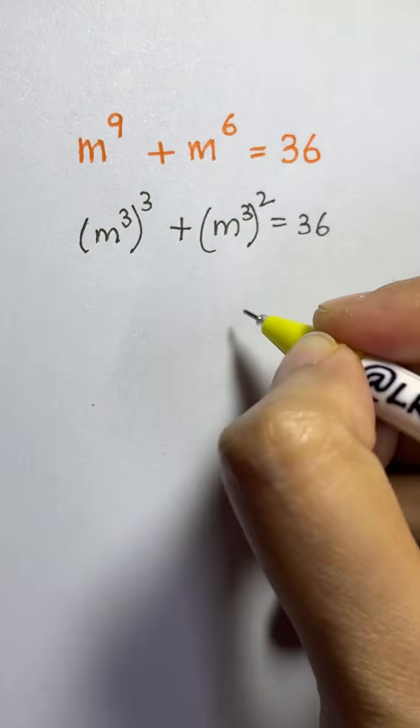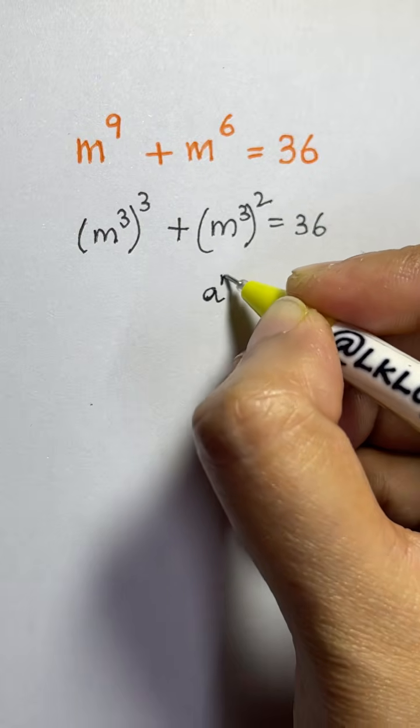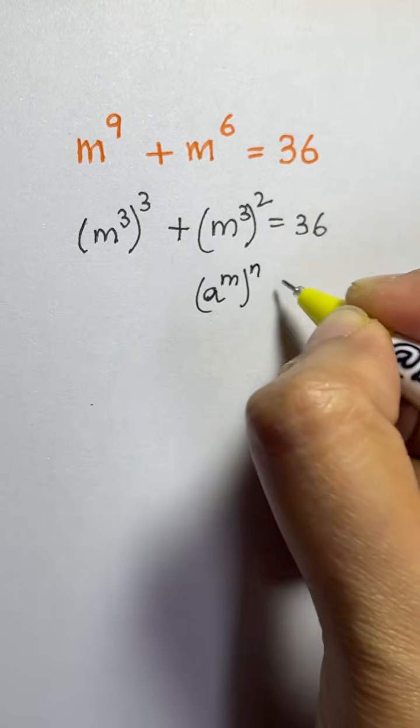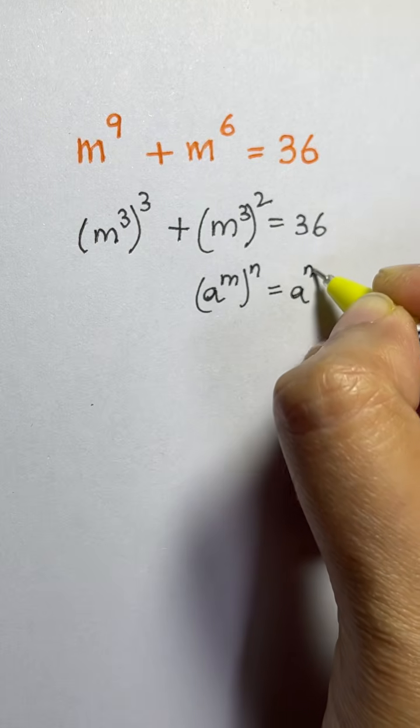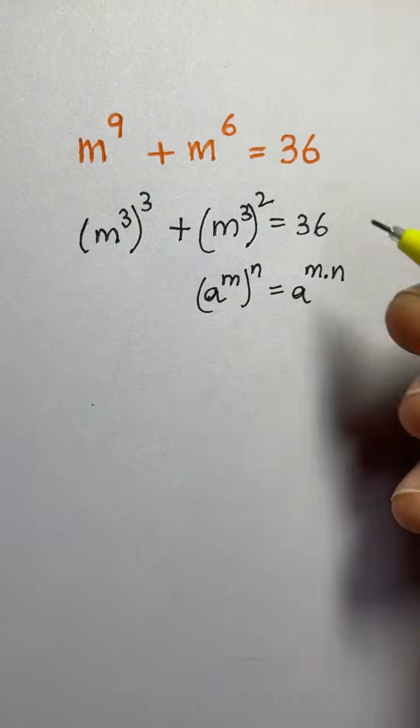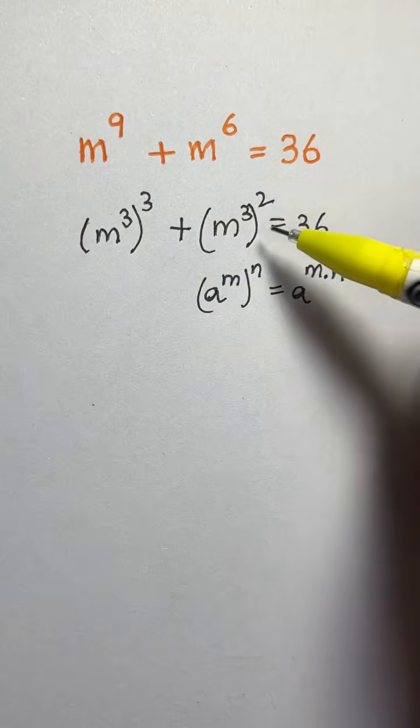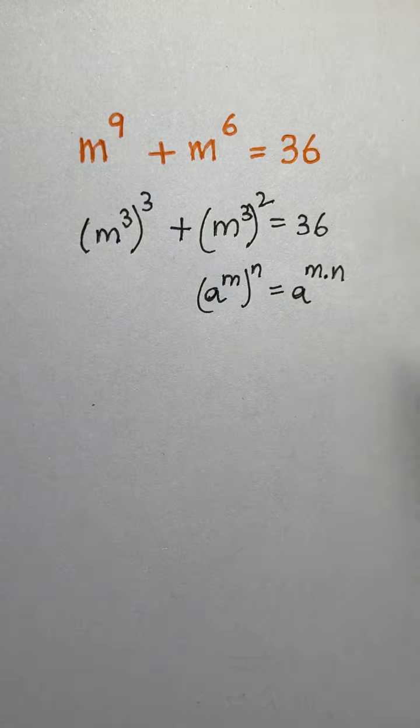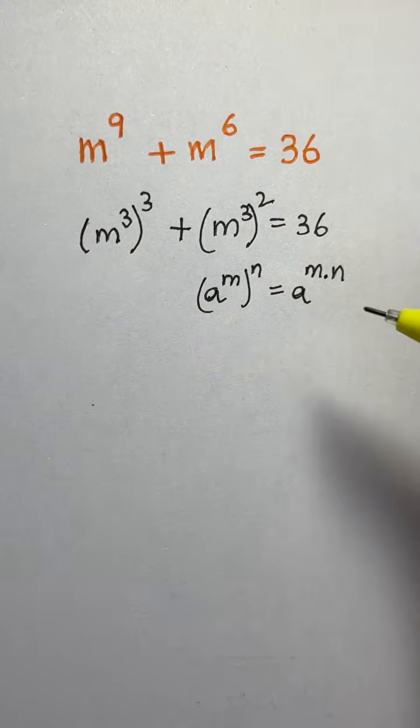So this is the law that says a to the power of m whole to the power of n is equal to a to the power of m times n. So if you multiply 3 times 3, that gives you 9. 3 times 2 gives you 6. So this is what we have applied here.